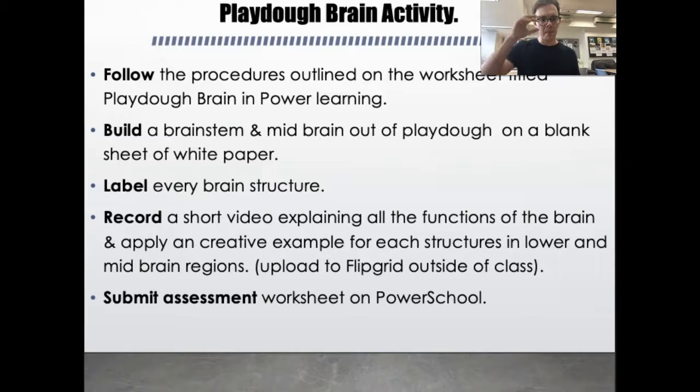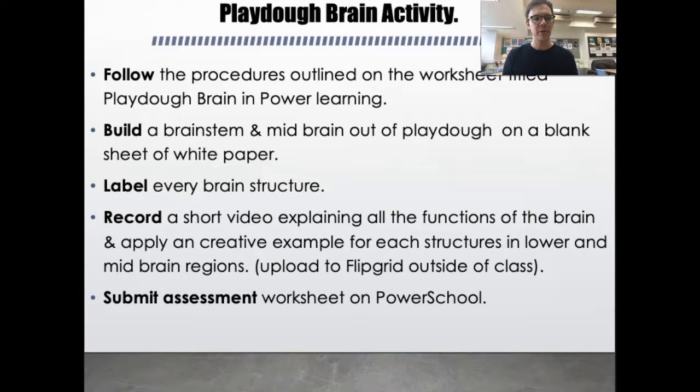And then after you've built this brainstem and this midbrain, you need to label every single structure. So go back and you can make little flags like this out of a toothpick, and just stick it in there as I have done on my brainstem with my thalamus. I want you to do that for every single structure. Even these little structures, like the hypothalamus and pituitary gland, are going to be a little more difficult to fit a flag on, but I want you to label it in some way.